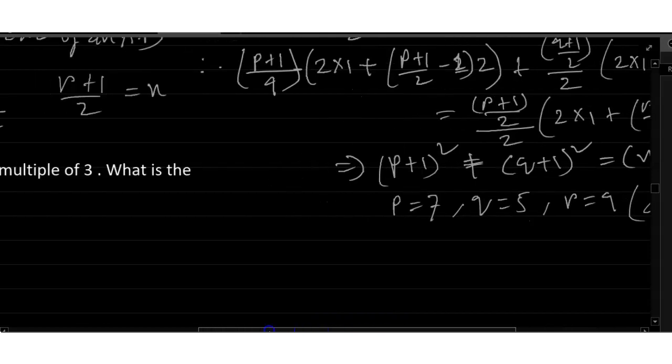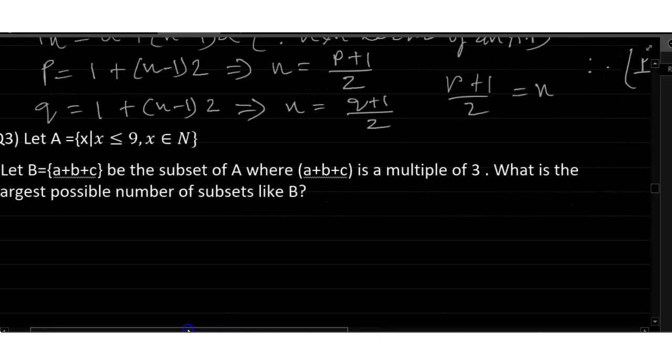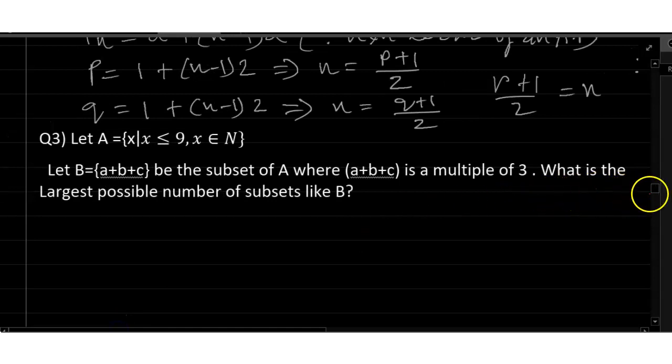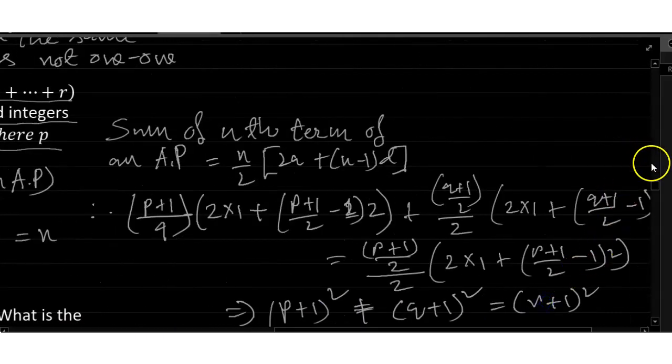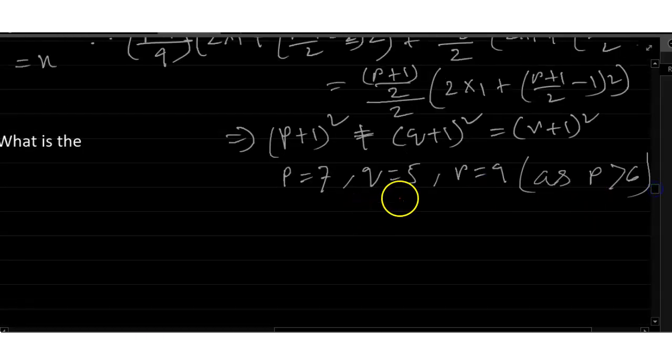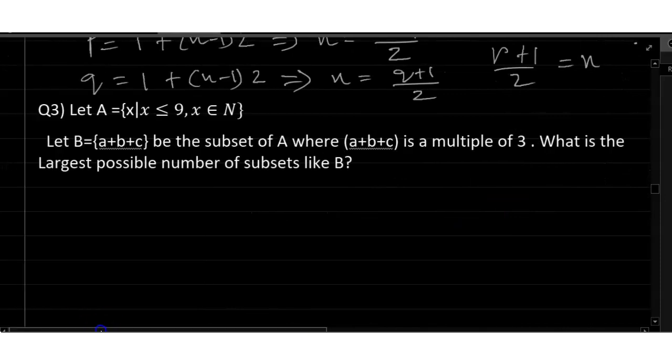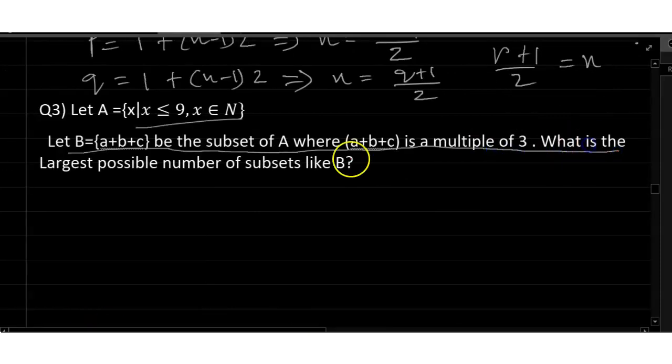You will see in here we have already in the question P greater than 6. This is given. So the possible value is 7, Q and R. R is equal to 9. So P is equal to 7, 9. This is my answer. Next, to solve this problem, B plus C multiple of 3. What is the last?